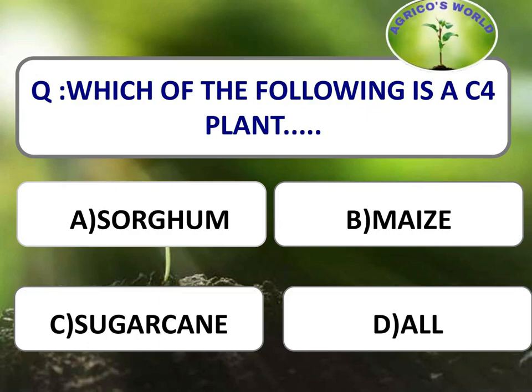Which of the following is a C4 plant? Usually plants are divided into C3, C4 and CAM plants. The examples of C4 plants are sorghum, maize, sugarcane, along with that portulaca and amaranthus. The special anatomy, that is the Kranz anatomy, can be seen in the mesophyll cells of C4 plants.